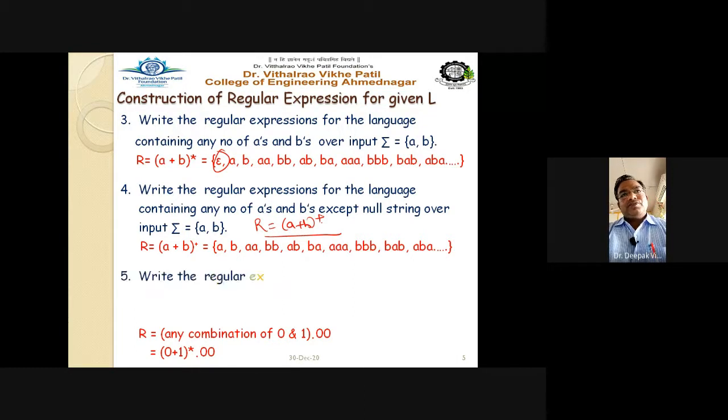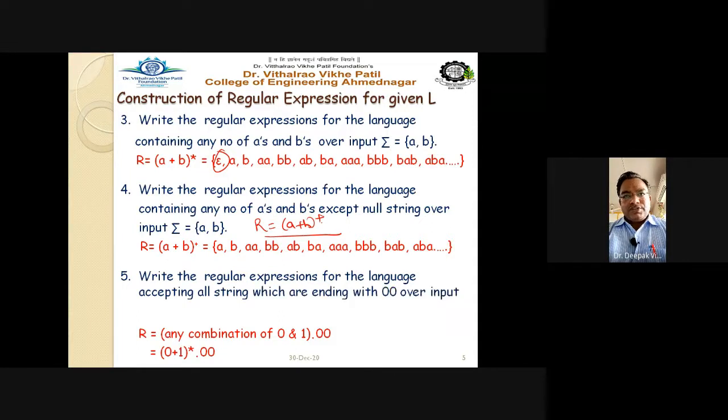Okay, so the next one is: write the regular expression for the language accepting all strings that end with 00 over the input alphabet {0, 1}. Two input symbols, and the strings are such that all strings must end with 00.